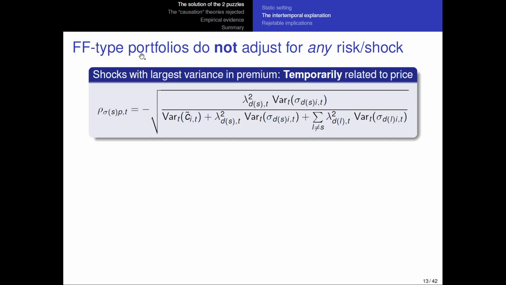And this is why the Fama and French portfolio cannot adjust for any risk, because the risks keep changing. Every period they're going to change. If they form the portfolio today, it's going to capture coronavirus. If they formed it in the financial crisis, it was capturing mortgage. Each time it's going to capture one risk.